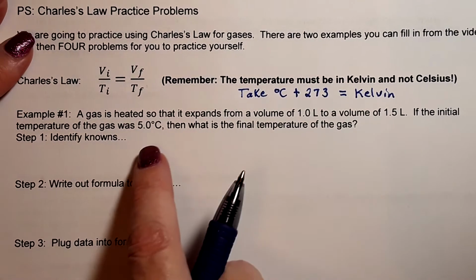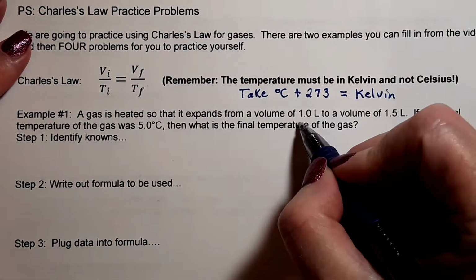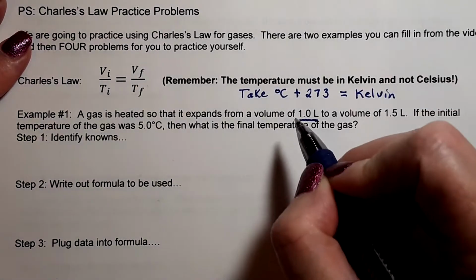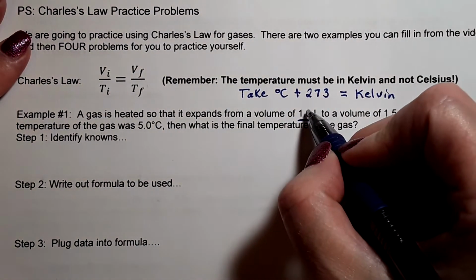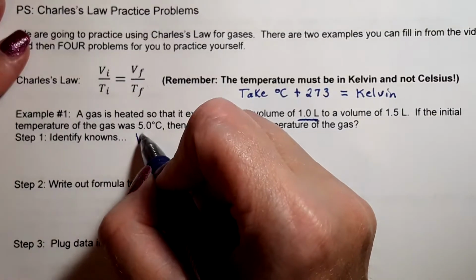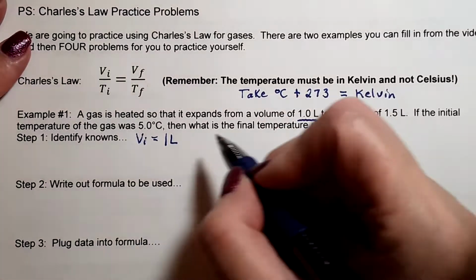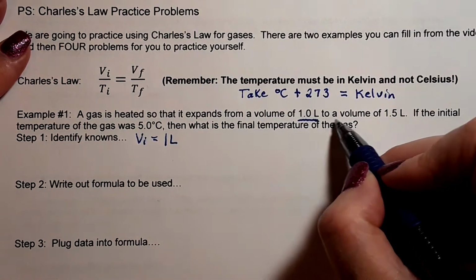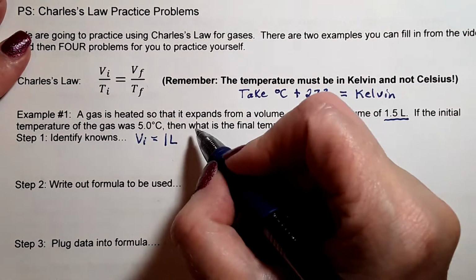The first one says a gas is heated so that it expands from a volume of 1 liter, so that's where it was initially, and expands from that to something else. So this is the initial, so I'm going to write it down. The initial volume equals 1 liter, and it goes to a volume of 1.5 liters, so that's the second volume, the final.